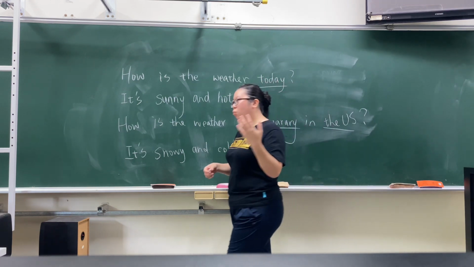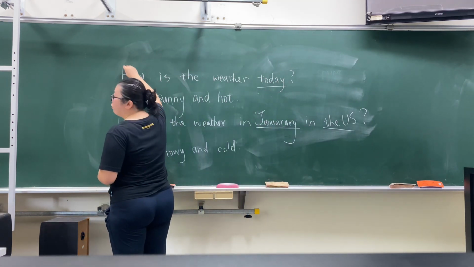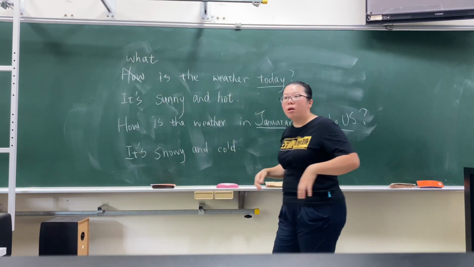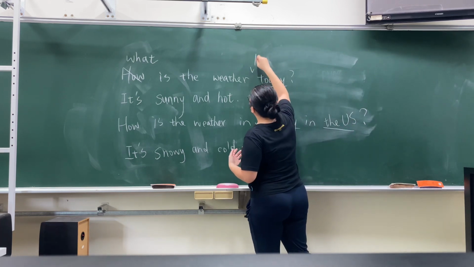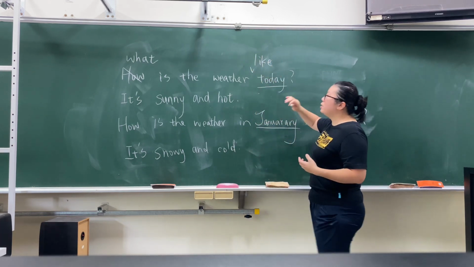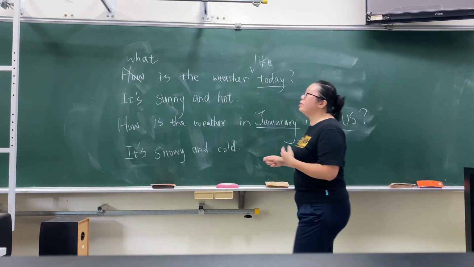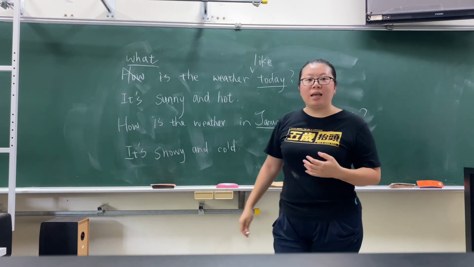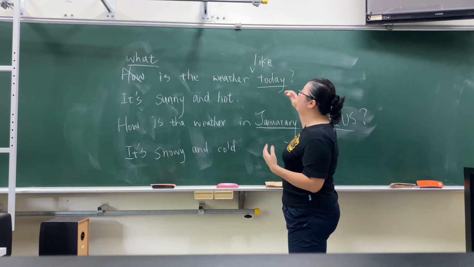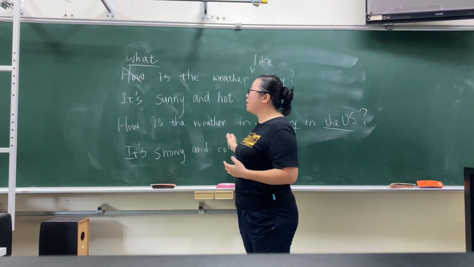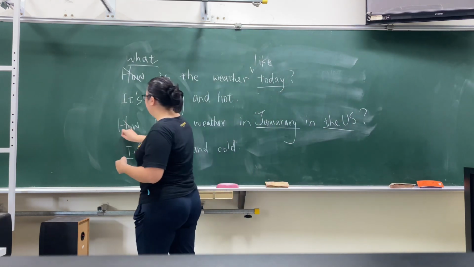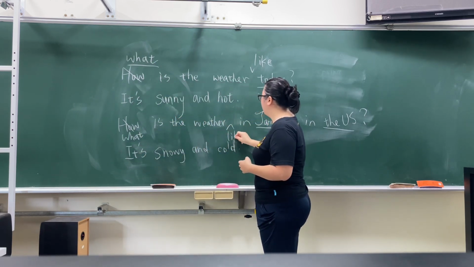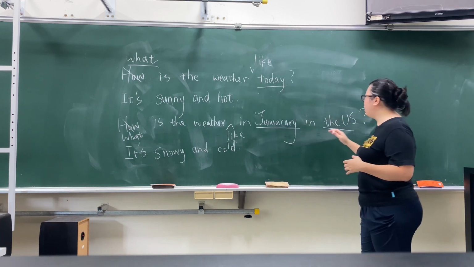Now, I saw there is another sentence structure, starting with what. Awesome. So if you get a question starting with what, what is the weather, here it should be like. What is the weather like today? If the sentence starts with what, you will add like in between. So, what is the weather like today? Also, in the second sentence, you will say, what is the weather like in January in the US?